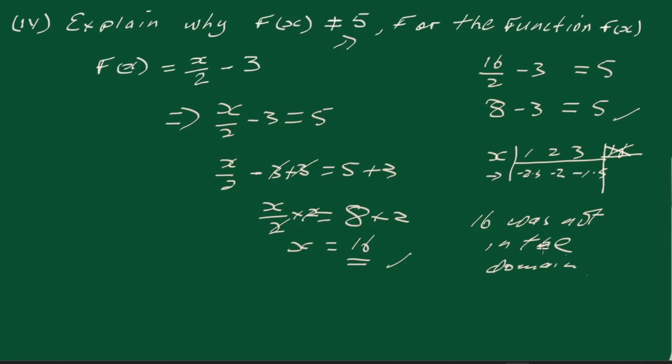Right, so according to our data, 16 is not a member of the domain. Hence, the function f of x cannot result in 5 being an output, because in order for 5 to be an output, 16 has to be in the domain, and in the domain that we were given in the question, 16 was not part of the domain. And that is the answer or the explanation for this part of the question.